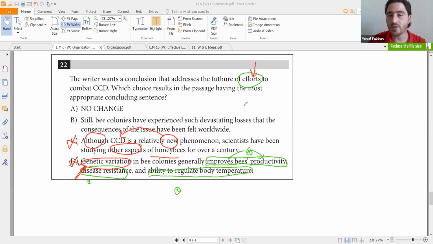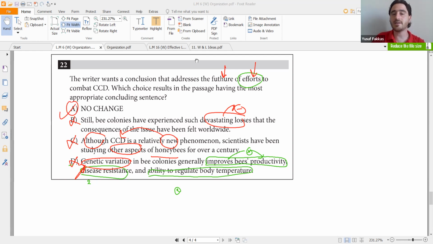As you can see, all I'm focusing on is what? The future of efforts. That's everything that I'm focusing on. B, still, bee colonies have experienced such devastating losses. As you can see here, there's something negative. They're not talking about the efforts to fight the disease. They are talking about the losses because of the disease, that the consequences of the issue have been felt worldwide. It doesn't work. So the only left answer to us is A, no change.